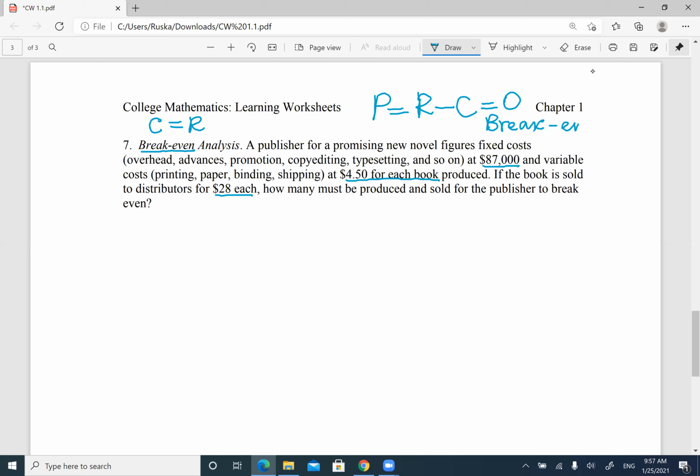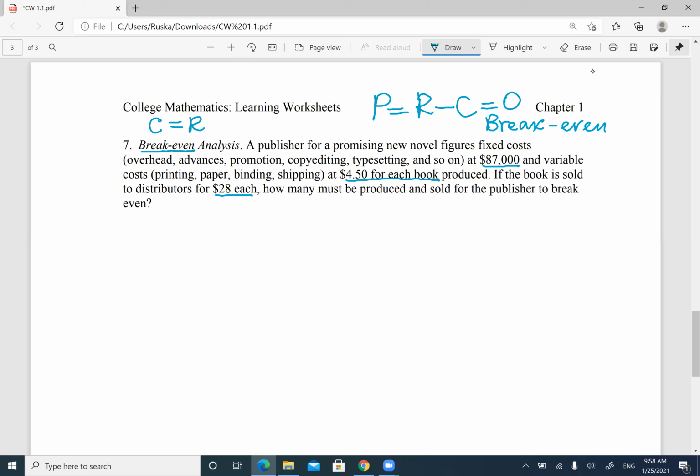So break even pretty much means you're even. Like if you invest $100, you sell everything for $100, you're even, you don't have profit. And also you're not losing money, right? Okay, so that's what break even means. The profit is 0, or you can say also the revenue and the cost are the same, okay? So first you need to find out what the revenue and the cost are here.